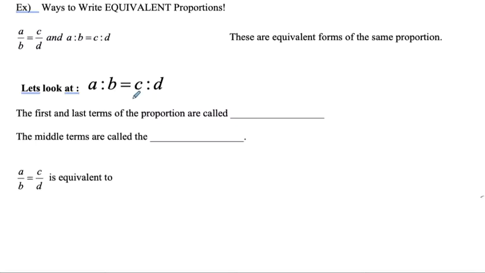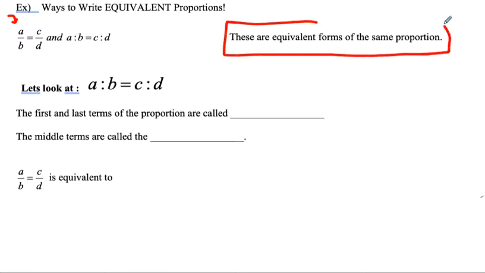There's lots of ways that we can write ratios, but here's an example of a ratio that's an equation. I have A over B equals C over D. Now, that same ratio could be written as A colon B equals C colon D. Remember using the colon symbol. These are equivalent forms of the same proportion. Because they have an equal, they are proportions.